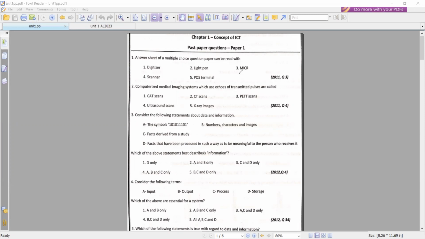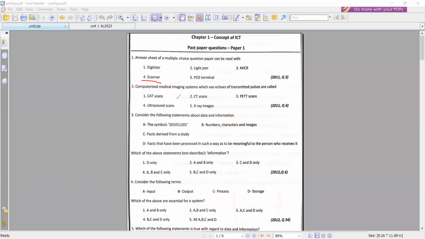Some of you have put MICR. This is for reading checks. Magnetic ink character reader is used to read bank checks, so you can't take that answer. Your answer should be OMR, but you don't get OMR here. OMR comes under scan, because of that we have to put the answer as scan.